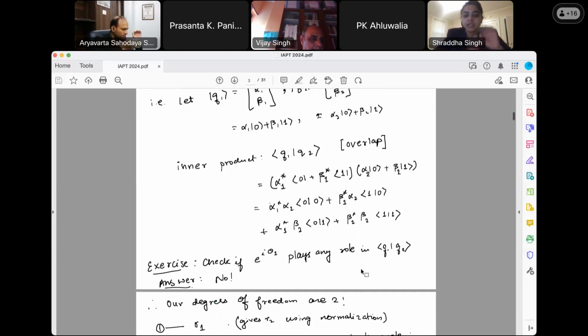So this is where you can show that two states which have the same global phase cannot be distinguished. And so it's the local phase only that distinguishes two quantum states. So that's another degree of freedom.